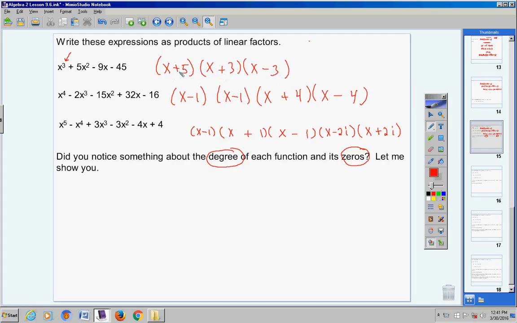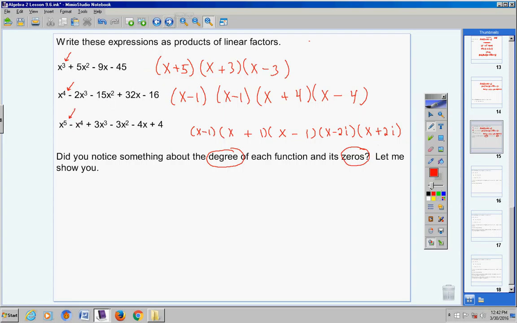How many zeros is that? 3. What degree do I have here? 4. My zeros would be positive 1, positive 1, negative 4, positive 4. That's 4 zeros. What degree do I have here? 5th degree. Watch this. My zeros are positive 1, negative 1, positive 1, positive 2i, negative 2i. That's how many zeros? 5.